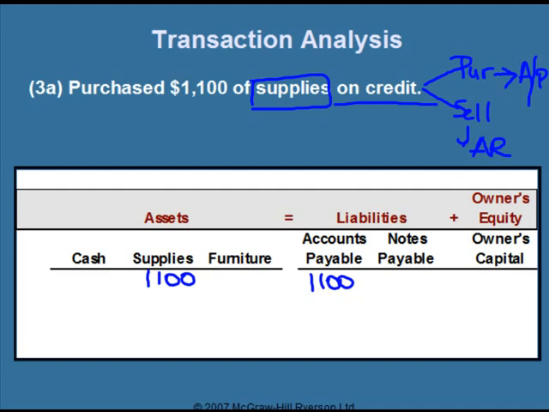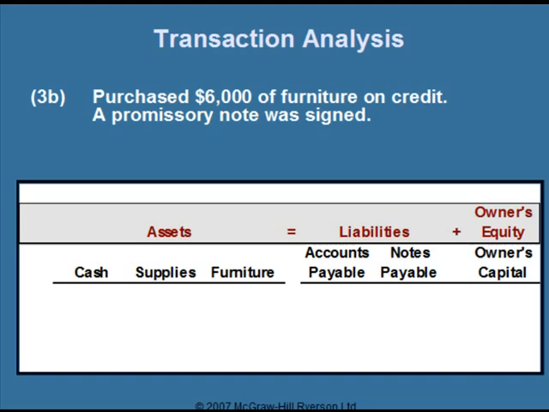So that number is also positive. When we check to see if the accounting equation is still in balance, the left side has to equal the right side. We have a positive $1,100 on the asset side and a positive $1,100 on the liabilities and owner's equity side. In this transaction, the company purchased $6,000 of furniture on credit and a promissory note was signed.